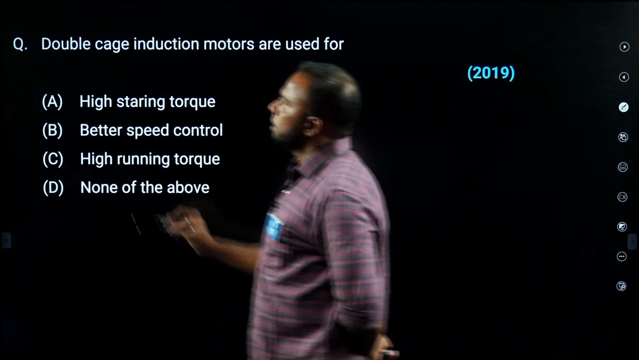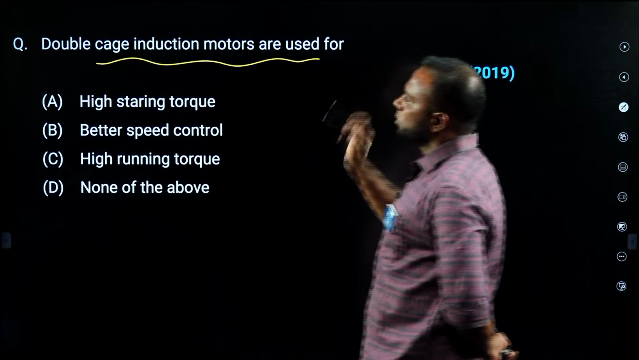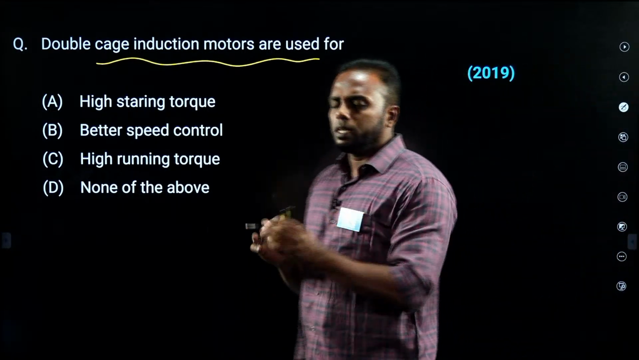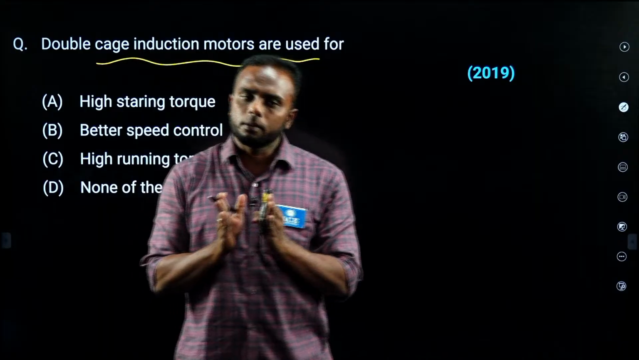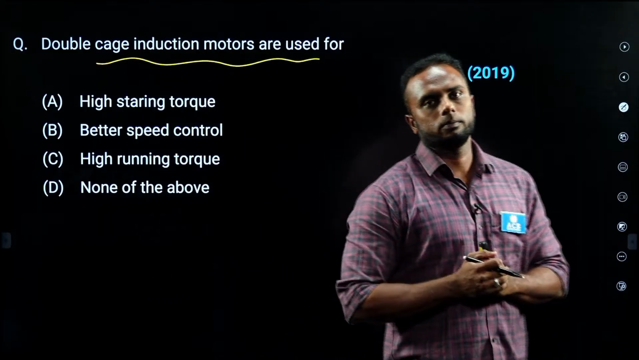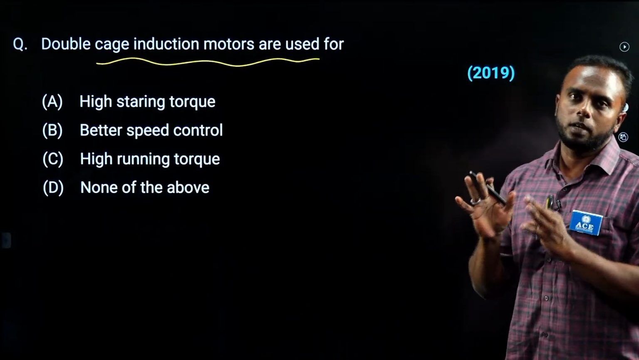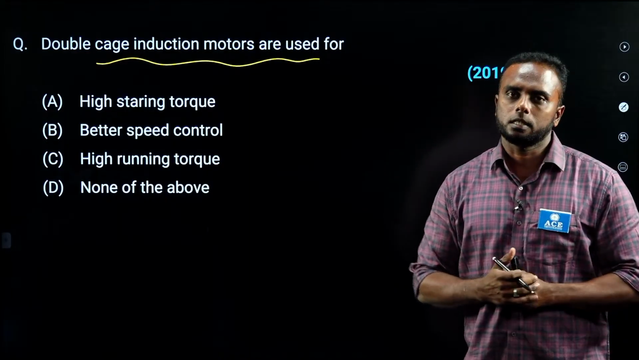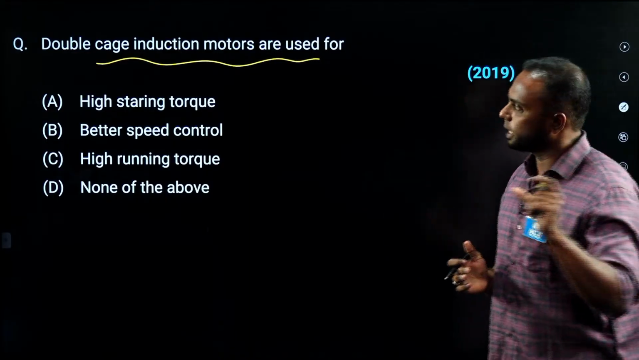Now see this. Double cage induction motors are used for dash. So why do we use a double cage motor? Particularly for a normal squirrel cage induction motor, the drawback is that the starting torque is low. But a slip ring induction motor will have a good starting torque. We can also increase the starting torque by adding some resistance to the rotor externally.